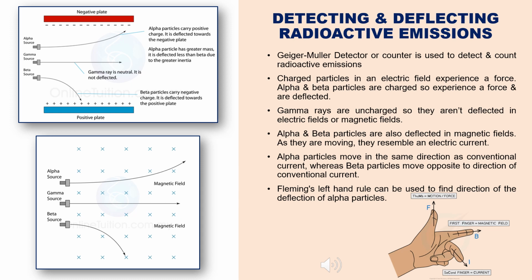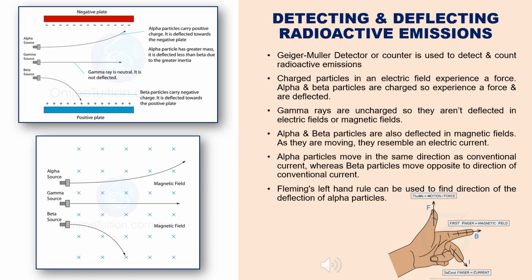Now, alpha and beta particles are also deflected in magnetic fields. Since these are charged and since they are moving, they resemble an electric current. Alpha particles move in the same direction as conventional current, whereas beta particles move opposite to the direction of conventional current. So, we can use Fleming's left-hand rule to find the direction of an alpha particle's deflection.